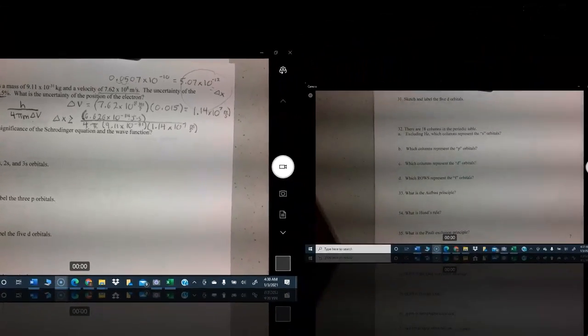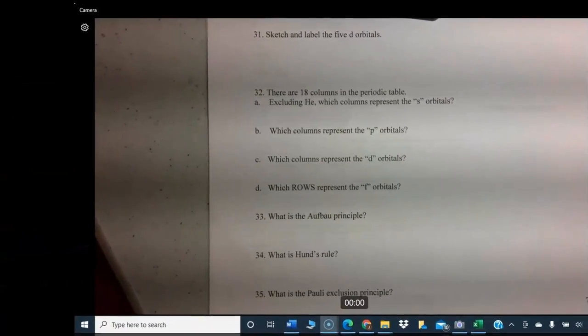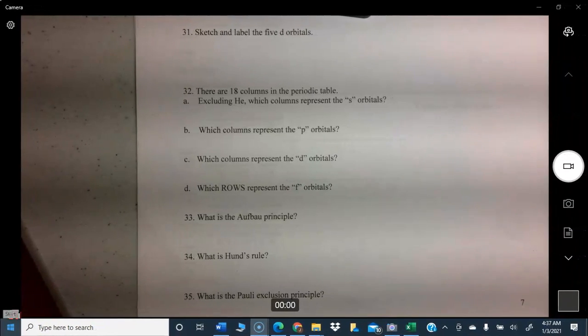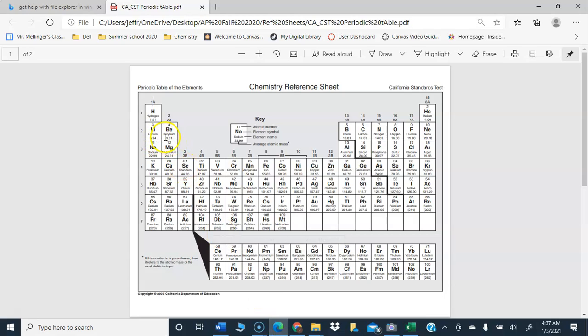Okay, number 32. There are 18 columns in the periodic table, excluding helium. Which columns represent the s orbitals? So we'll just go over and look at the periodic table as we do this. And the s orbitals are the first 2 columns. The one with hydrogen, the one with beryllium. And as far as this is concerned, helium should be over here, but it's not. So those are the s orbitals. They can hold 2 electrons. Even as they get bigger and bigger, the 3s, the 4s, the 5s, they can still only hold 2 electrons in the s orbitals. All right, so that's the answer to that.